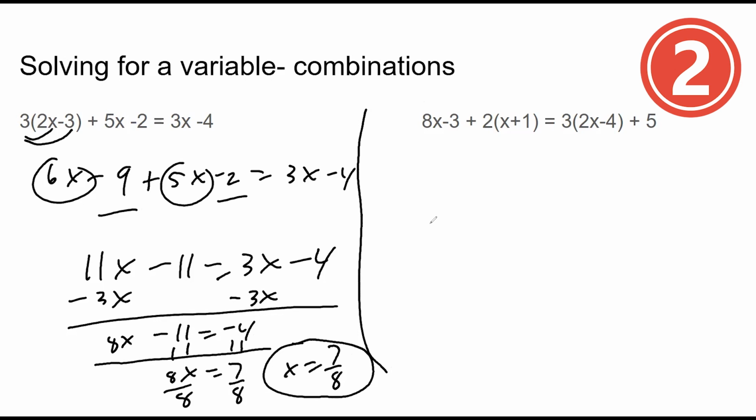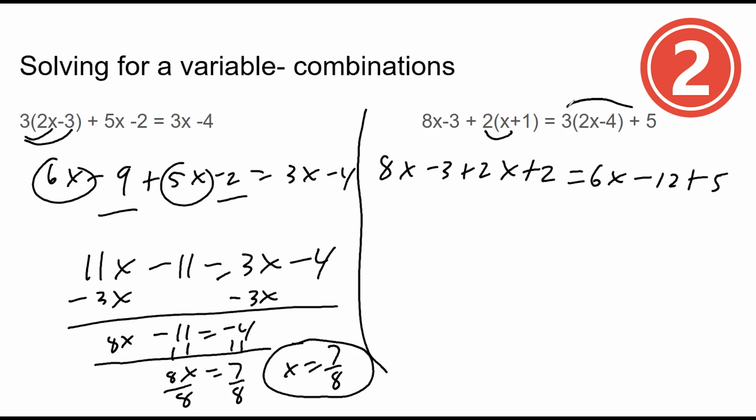All right, last one here. All right, distribute everything first. So you get 8x minus 3 plus 2 times x is 2x, 2 times 1 is 2, equals 3 times 2x is 6x minus 3 times 4 is 12 plus 5. Be careful. Don't do the 3 times the 5. That's not legal. Don't do that.